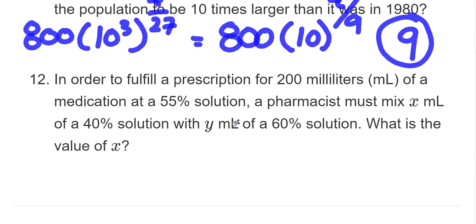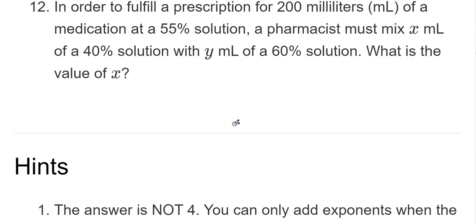All right, and last one. In order to fulfill our prescription of 200 milliliters of a medication, a pharmacist must mix x milliliters of a 40% solution with y milliliters of a 60% solution. What is the value of x? So guys, I recommend we use the alligation principle. We're mixing a 40 and a 60 to get a 55.